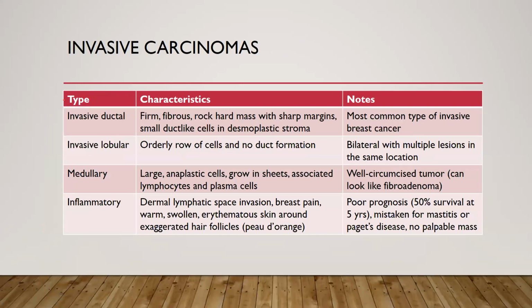Your invasive carcinomas, I would say of these, invasive ductal is good to know because this is the most common type of invasive breast cancer. This is the classic presentation of the firm, fibrous, rock-hard mass that has pokey parts, sharp margins. Invasive lobular is less common. Medullary, also less common. The one piece with medullary is it can masquerade as a fibroadenoma.